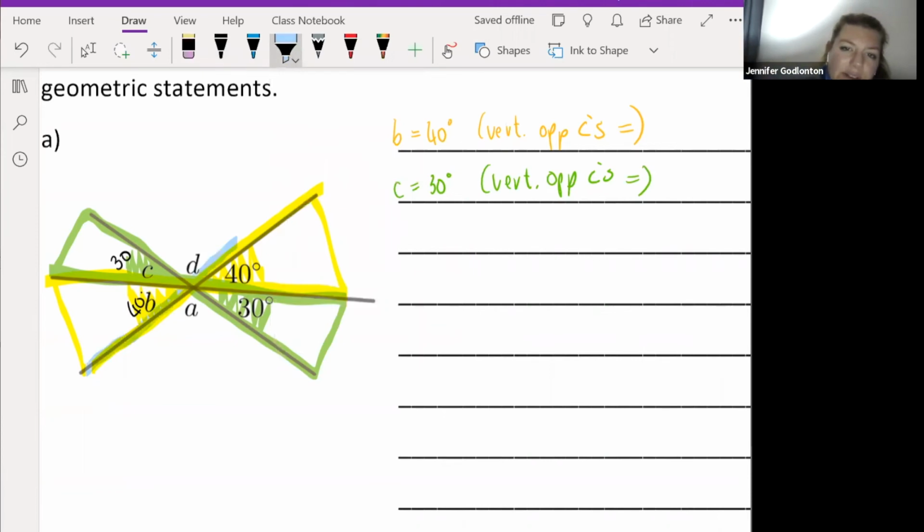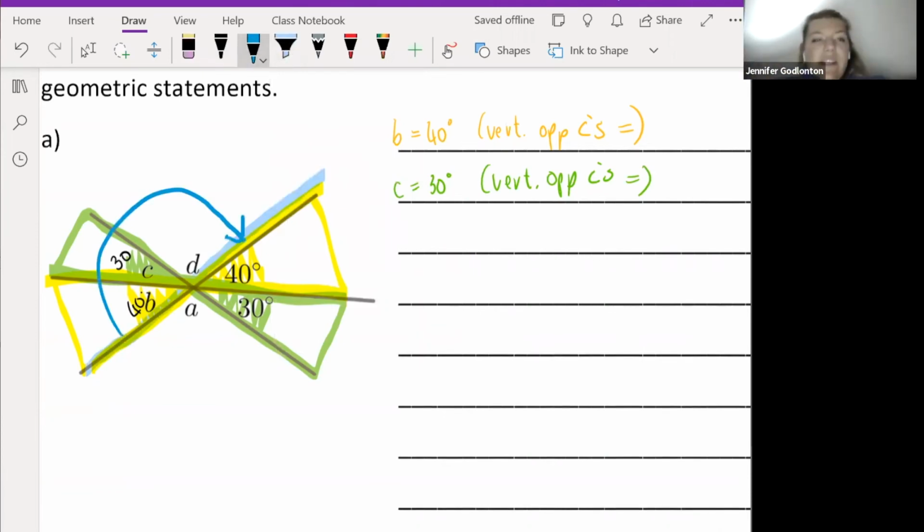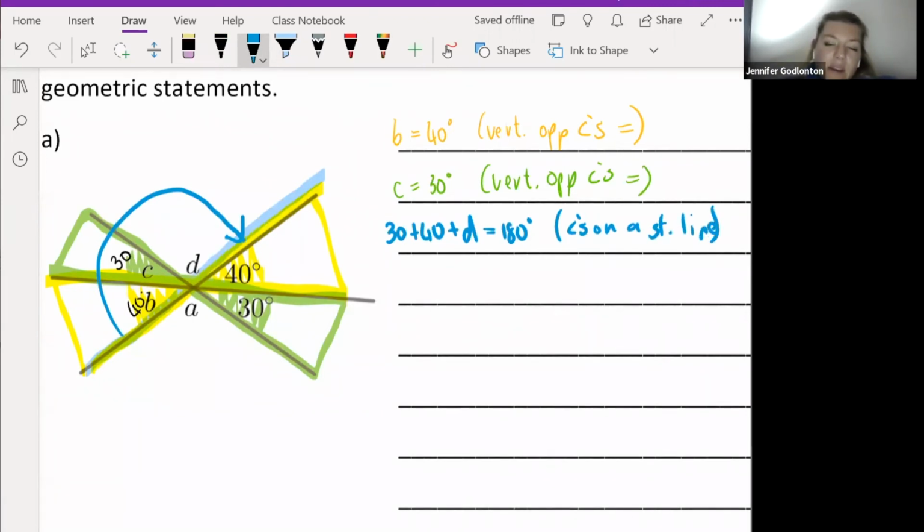Now I'm going to try and find D. I'm going to use this straight line over here. All 3 of those angles together need to equal 180. So 30 plus 40 plus D needs to equal 180 degrees because of angles on a straight line. That means that D is equal to 180 minus 30 minus 40. And so D is equal to 110 degrees.